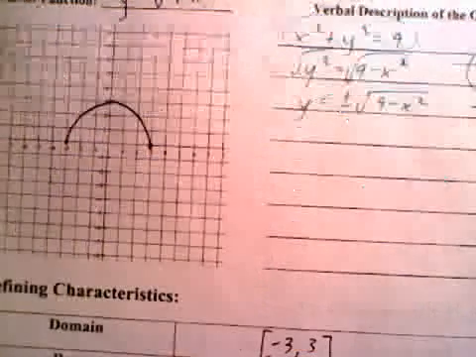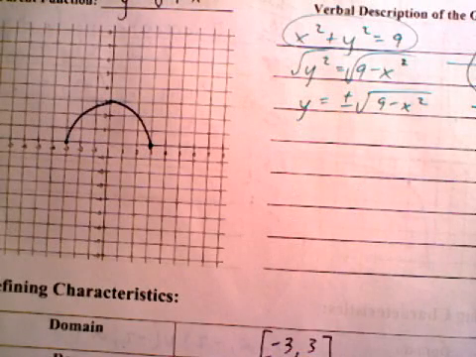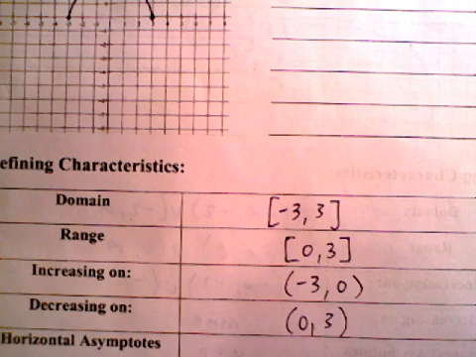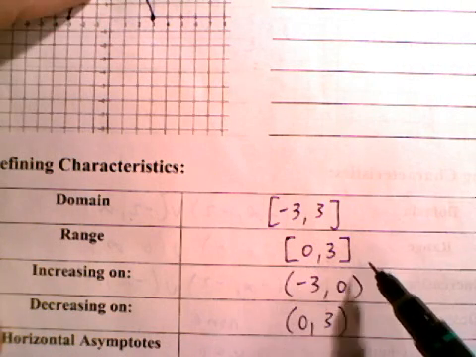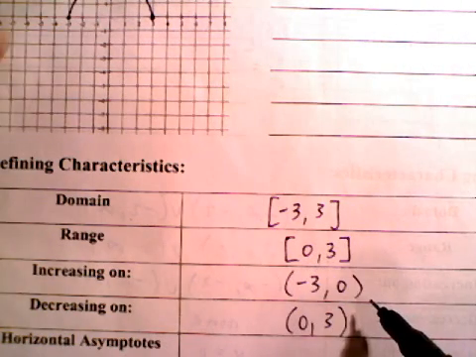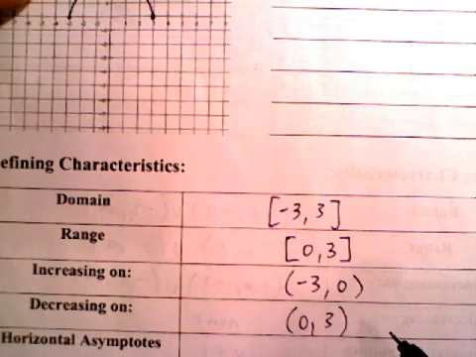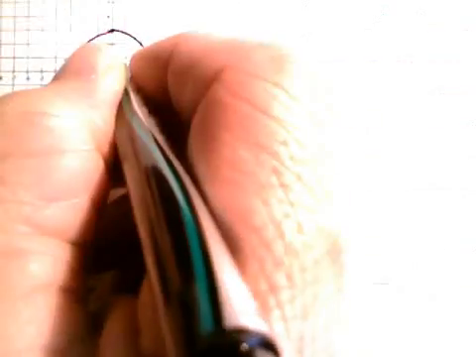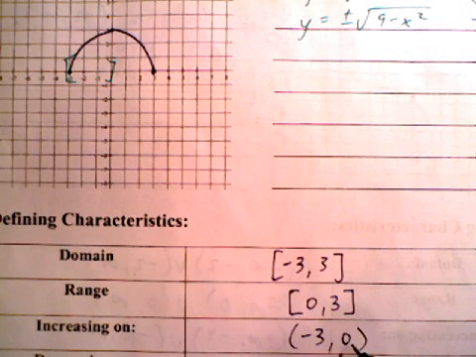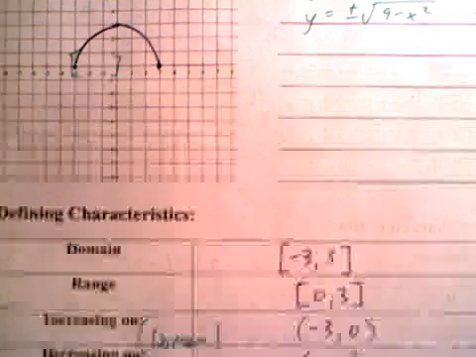So we can see that the domain would be all real numbers from negative 3 to 3. We see that the range starts at 0, ends at 3. Increasing from, now don't forget that we're increasing over the x. So what part of the domain are these y values getting bigger? What part of the domain? And it's important to remember that. I know we've talked about this, but it's been a while.